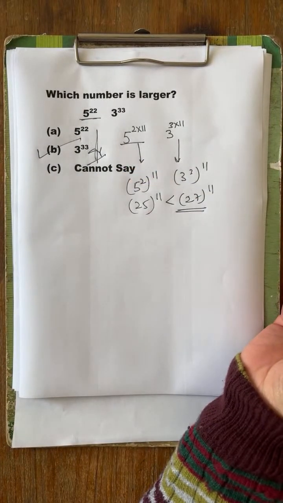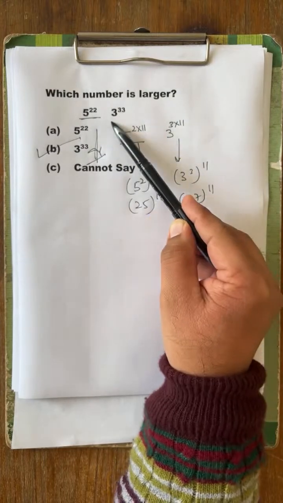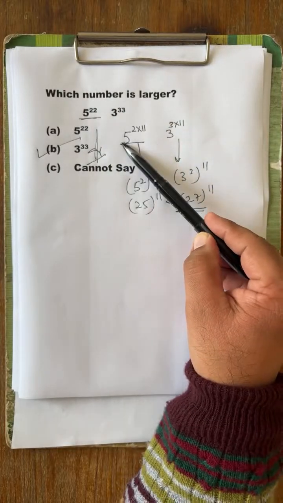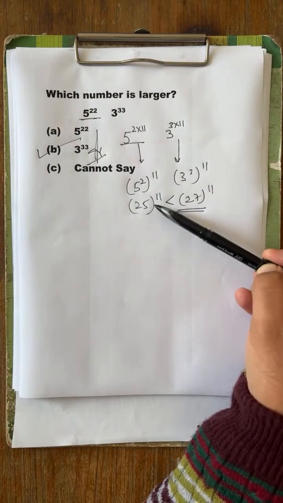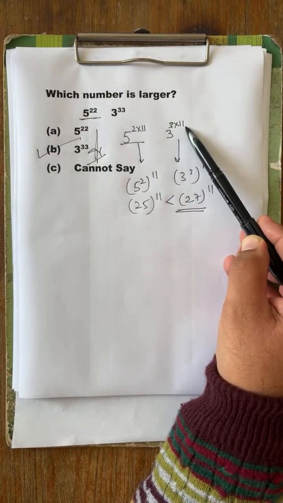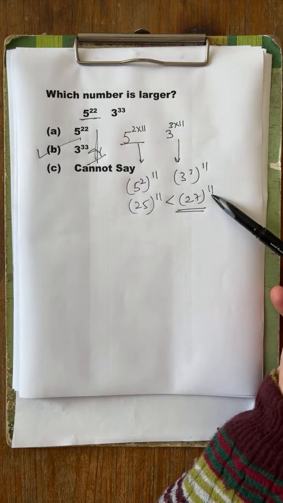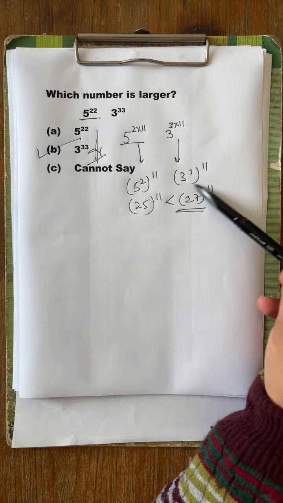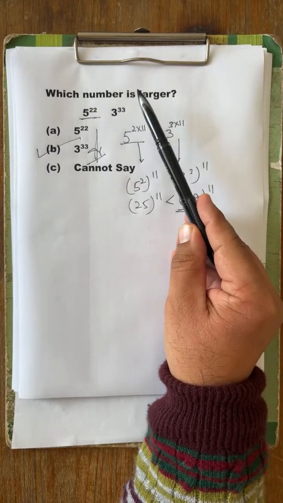I hope you understood this question. We have to find which number is larger, 5 power 22 or 3 power 33. We can write 5 power 22 as 5 power 2 into 11. Further, it can be written as 5 power 2 whole power 11, which is 25 power 11. Similarly, 3 power 33 can be written as 3 power 3 into 11, and further as 3 power 3 whole power 11, which is 27 power 11. Now, as the power is same, here is 25, this is 27. Clearly, 27 is greater. So 3 power 33 will be the correct answer.